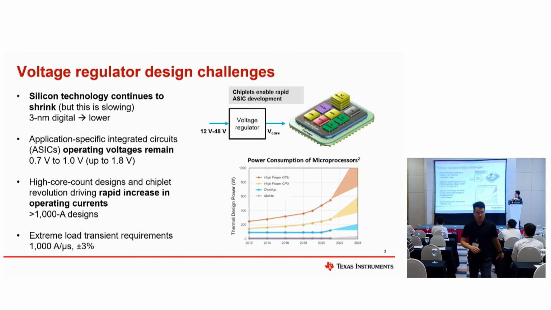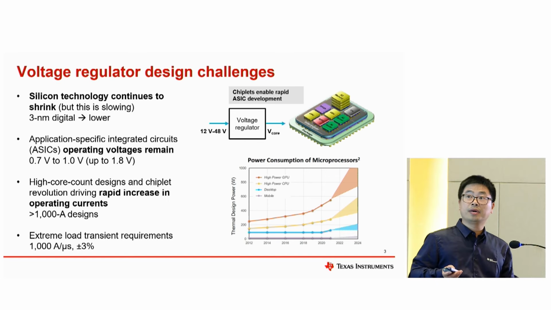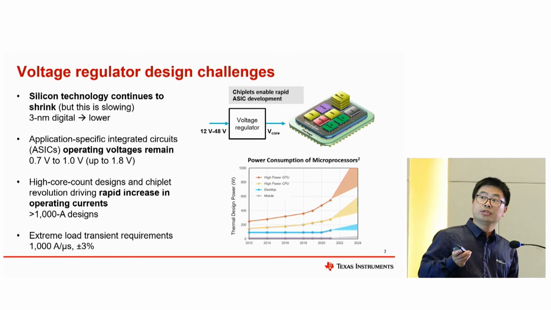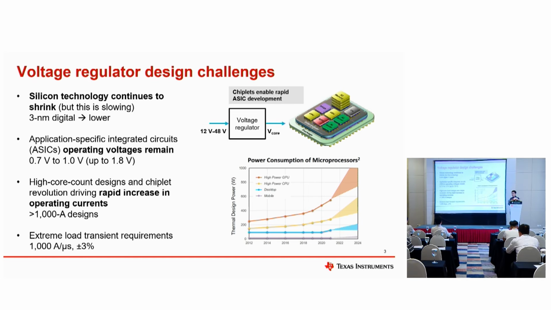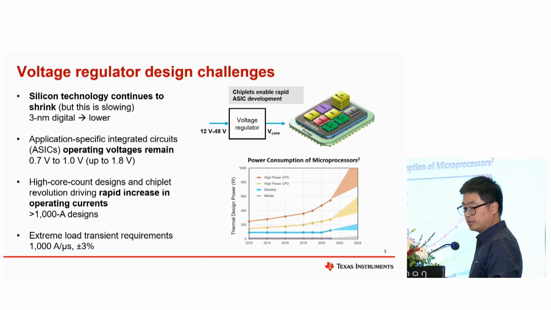In particular, the current is getting higher and higher, but the supply voltage and the operating voltage still remain at 0.7 or 1.0 volt. When the current is very high and the operating voltage stays the same, it is very challenging for our converter.